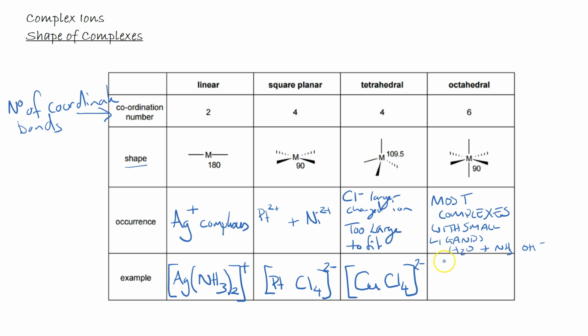An example, we'll carry on with our copper here with 6 waters, the copper coming first, then the ligands of water, 6 of them, square brackets because you've got a charge, and 2+. We call this the hexaaqua copper ion: hexa because there's 6 of them, aqua because it's water.